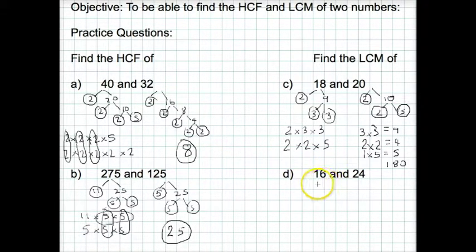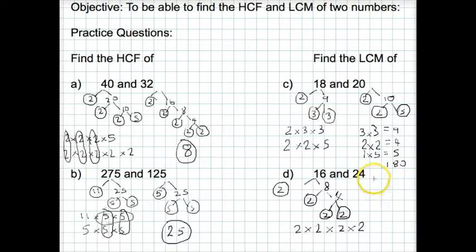Let's try the same with the last one, D. Split the 16 now into 2 and 8. 2 is my prime number. Can split my 8 into 2 and 4. 2 again is my prime number. And now I'm going to split my 4 into 2 and 2. Each of these are my prime numbers, so I can write down 2 times 2 times 2, and finally times 2 again.